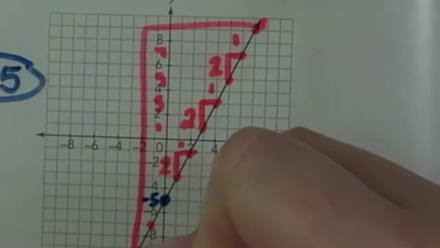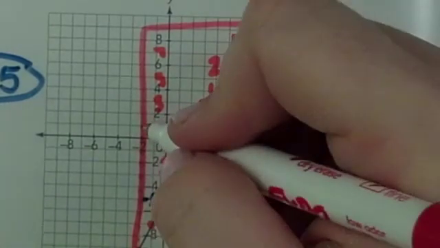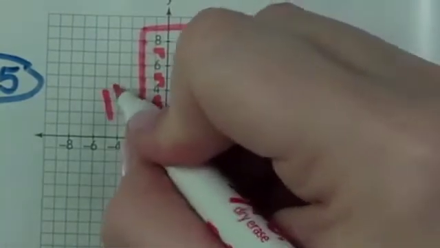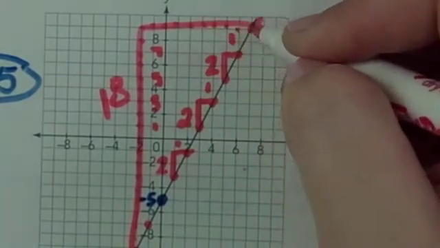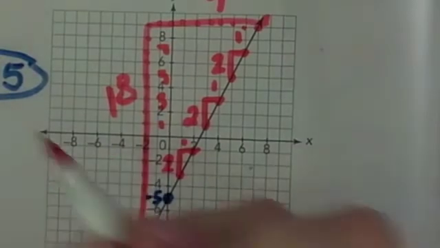So let's see, that's 1, 2, 3, 4, 5, 6, 7, 8, 9, 10, 11, 12, 13, 14, 15, 16, 17, 18 over 1, 2, 3, 4, 5, 6, 7, 8, 9. So we said all of them were 2 over 1.